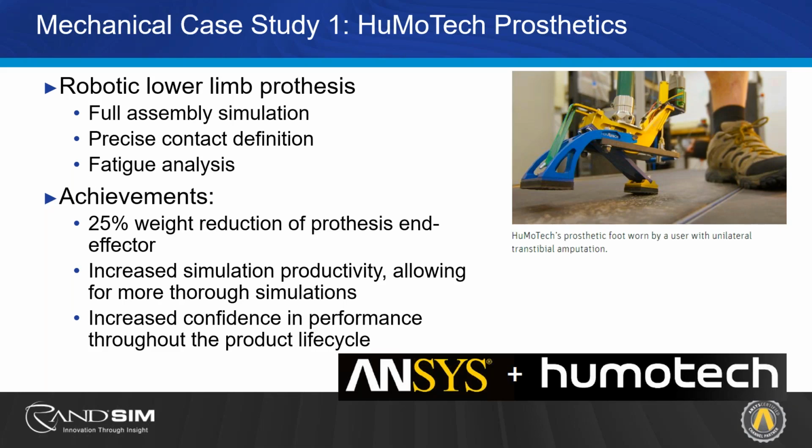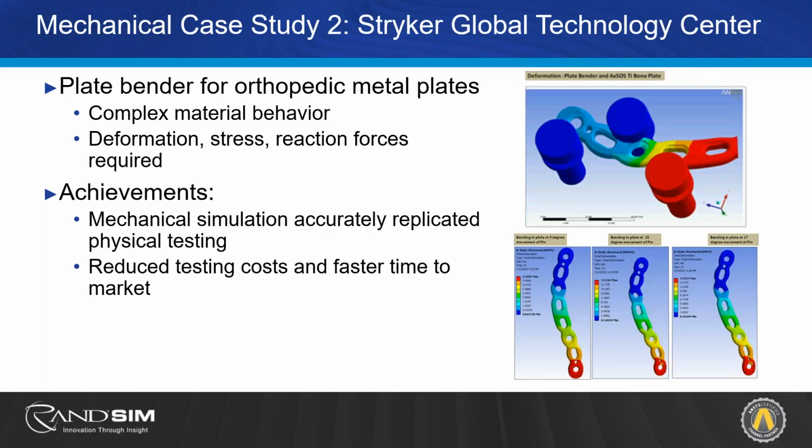And my second case study here was a tooling application by Stryker Global Technology Center, and they were making orthopedic metal plates that needed to be bent in relatively specific and exact ways. There was some complex material behavior to capture here, material plasticity, which can be captured in quite a few different ways depending on the input data that you have. They needed to model all that and then get out deformation, stress, and the reaction forces of that tooling. In this case, this was a company that had already built some test fixtures and had performed some physical testing, and could then run this in Mechanical.